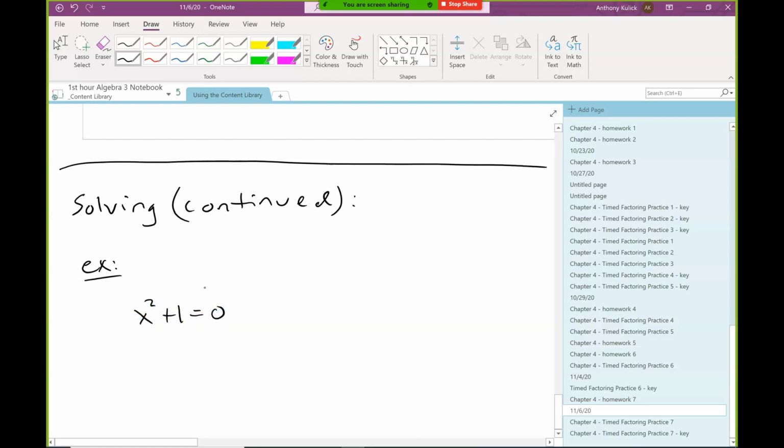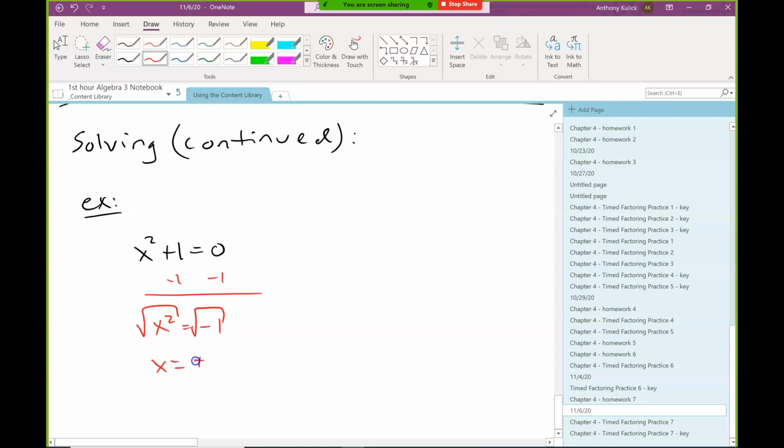And there are going to be situations like this. You're probably saying to yourself, yo, Mr. Kulik, we did situations like this yesterday or Wednesday. This isn't a big deal. I know exactly what to do here. I'm just going to subtract 1 from both sides, and then we'll square root both sides. So I have x is equal to plus or minus the square root of negative 1. Does anybody see a problem with what we've written there?